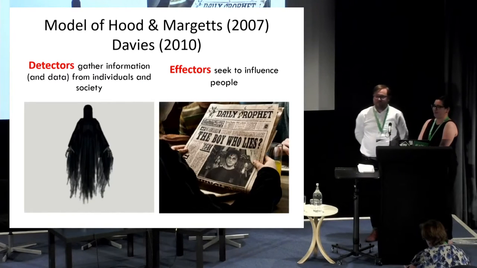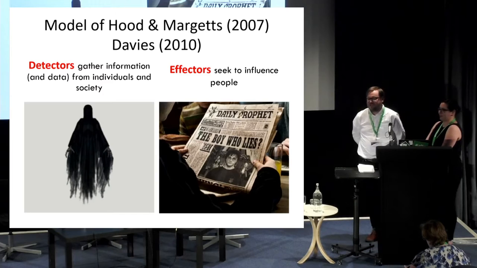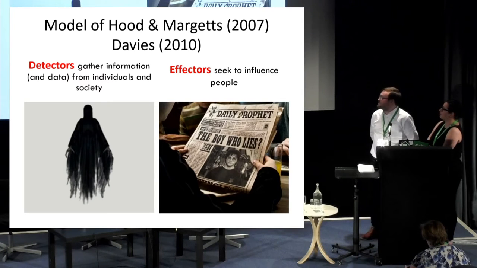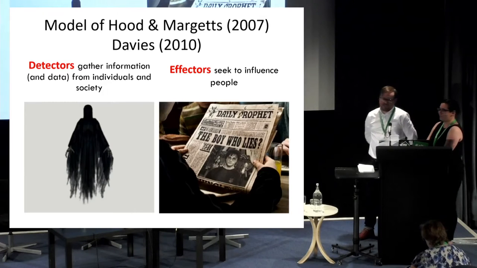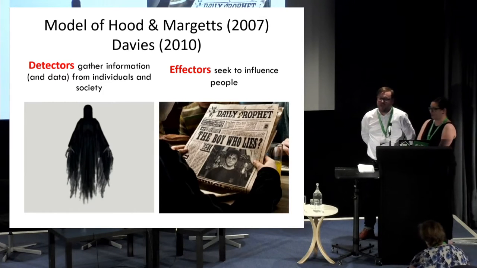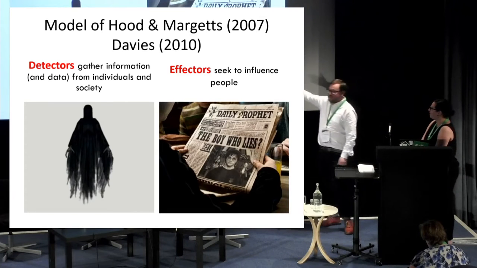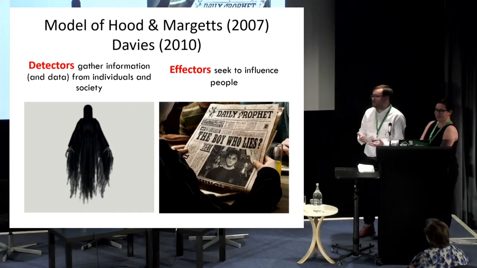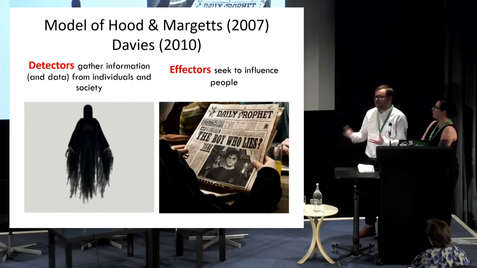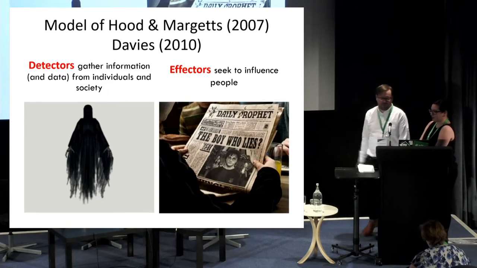And Hood and Margetts have proposed that government agencies act as both detectors, which gather information and data from individuals in society, and also as effectors, which seek to influence people. And we think, as we've illustrated with our Daily Prophet, that we also need to think about how the media operates in these ways as well, in both discovering and creating information, and also in influencing the way that we understand it and the way that we think about it.